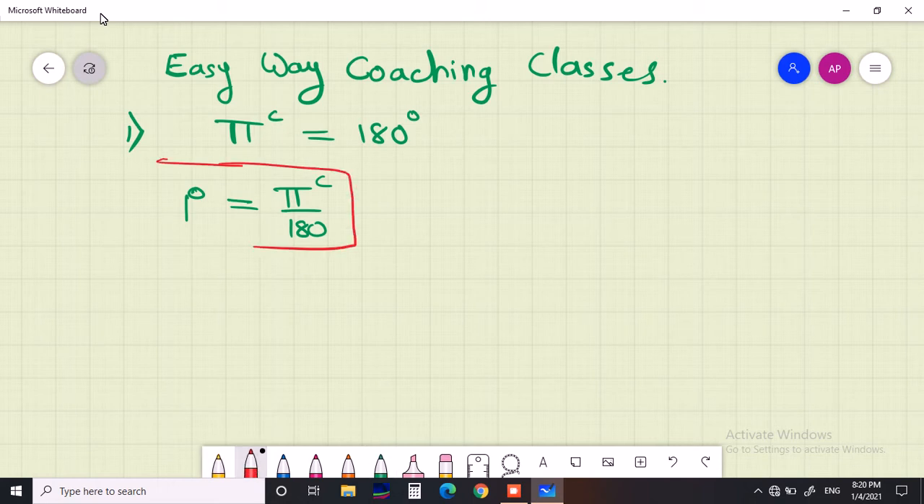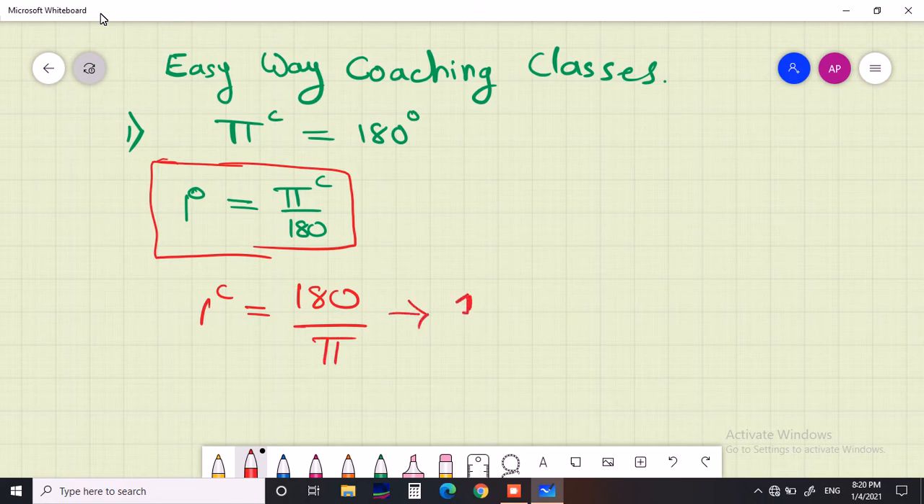And what is the value of 1 radian? 1 radian is equal to 180 divided by pi. So this is equal to 1 radian and this is equal to 1 degree.